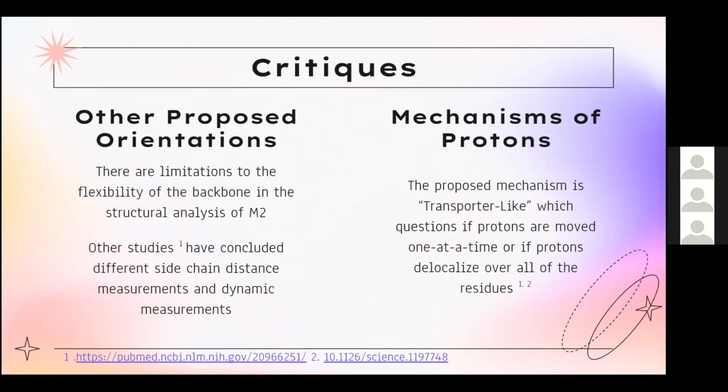However, there are a few critiques that are made about this study. One limitation of the methods used to analyze M2 was the strain on the flexibility of the protein's backbone, which would affect the structural analysis of the histidine tetrad. Other studies have proposed different orientations because of this lack of flexibility. And one of the proposed orientations was a histidine box.